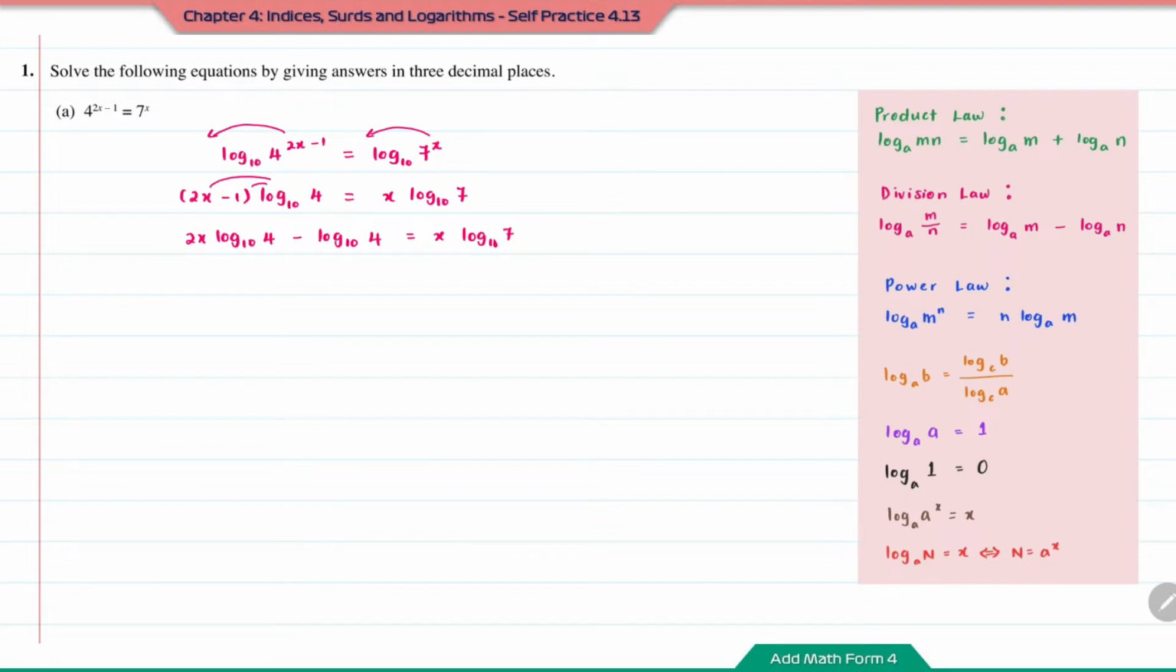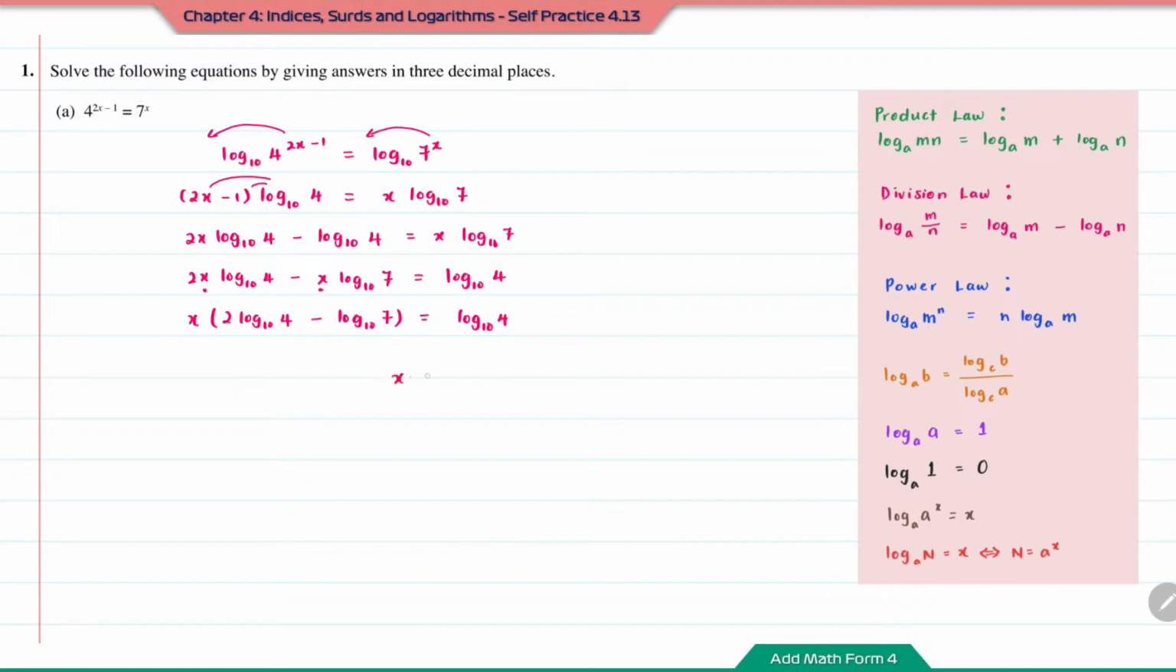Here we want to solve for the x, so I'm going to collect the x on the left hand side. Therefore, you're going to get 2x times log base 10 of 4 minus x times log base 10 of 7 equals, then I'm going to move this negative log base 10 of 4 to the right hand side. Here we have x on both terms, therefore we can factorize this. So x bracket, 2 times log base 10 of 4 minus log base 10 of 7.